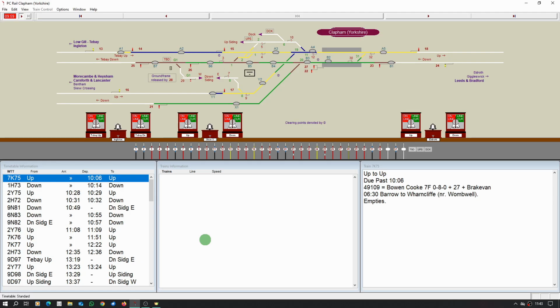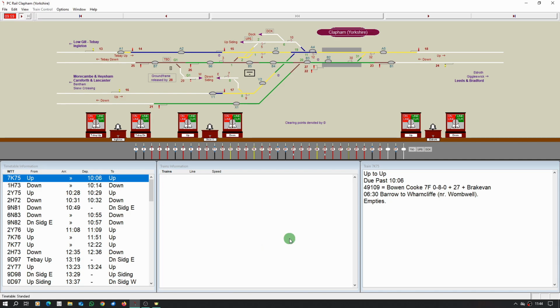And welcome to the world of PC rail signalling simulations. I'm Railway Russ, and in this video we're going to have a look at the heritage simulation of Clapham, Yorkshire, not to be confused with Clapham Junction down in the London area, of course. It would be a lot more complicated if it was that one.